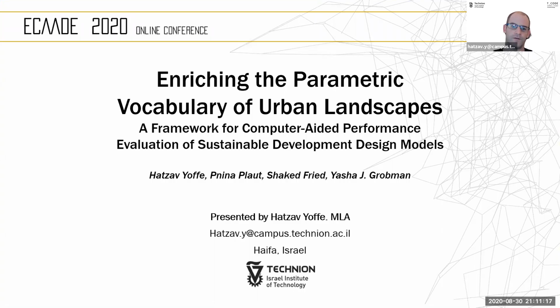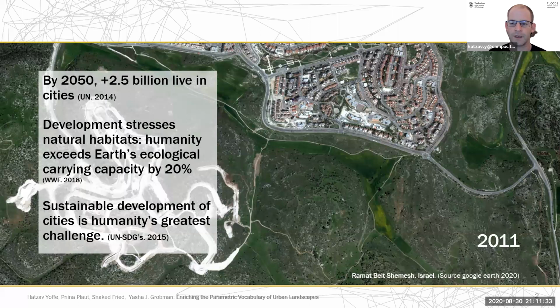Enriching the Parametric Vocabulary of Urban Landscapes, a framework for computer-aided performance evaluation of sustainable development design models by Hatzav Yoffe, Pnina Plaut, and Yasha J. Grobman from the Technion. In the urban millennium, 54% of humans live in cities, with a projected increase of 2.5 billion urban dwellers by 2050.